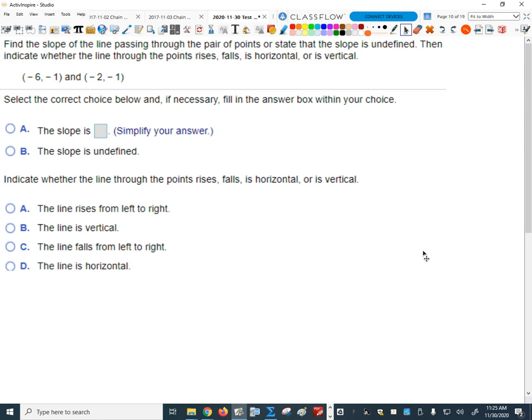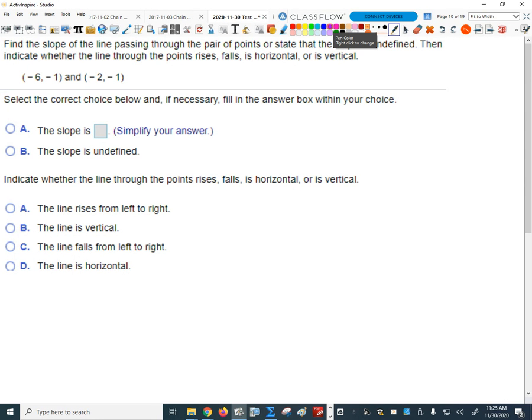All right, so what about this then? Find the slope of the line passing through the pair of points, or state that the slope is undefined, and then indicate whether the line through the points rises, falls, is horizontal, or is vertical. Okay, so take a look at those. Let's start off by reminding ourselves, what's the slope formula? How am I going to calculate slope here?